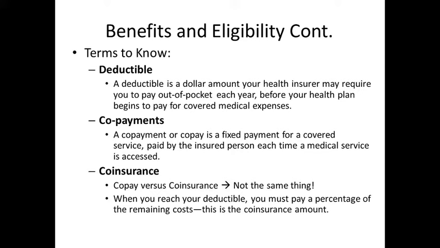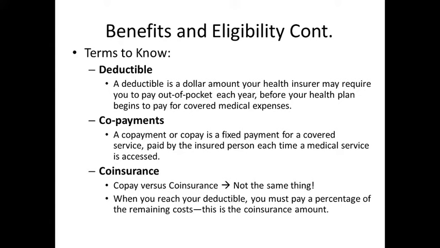The first thing that you need to know is what a deductible is. A deductible is a dollar amount your health insurer may require you to pay out of pocket each year before your health plan begins to pay for covered medical expenses. So if a patient has a deductible of, let's say, $1,000, that means that they have to pay out of their pocket a total of $1,000 before the insurance even kicks in and begins to pay.